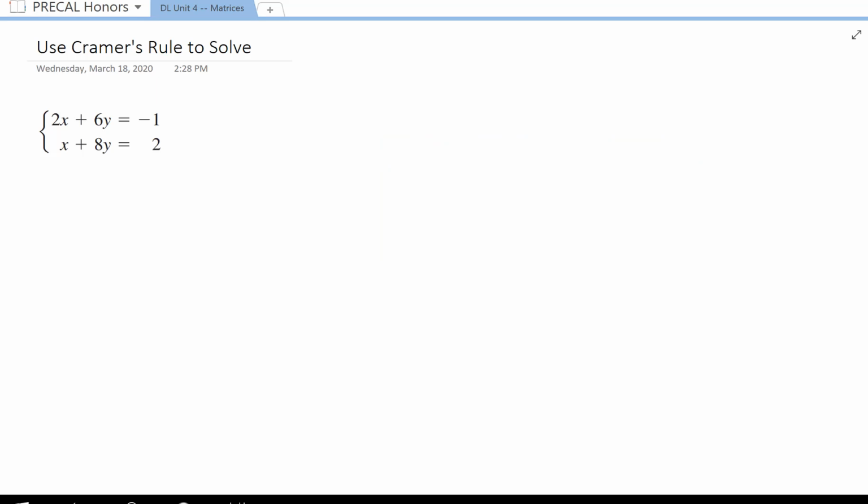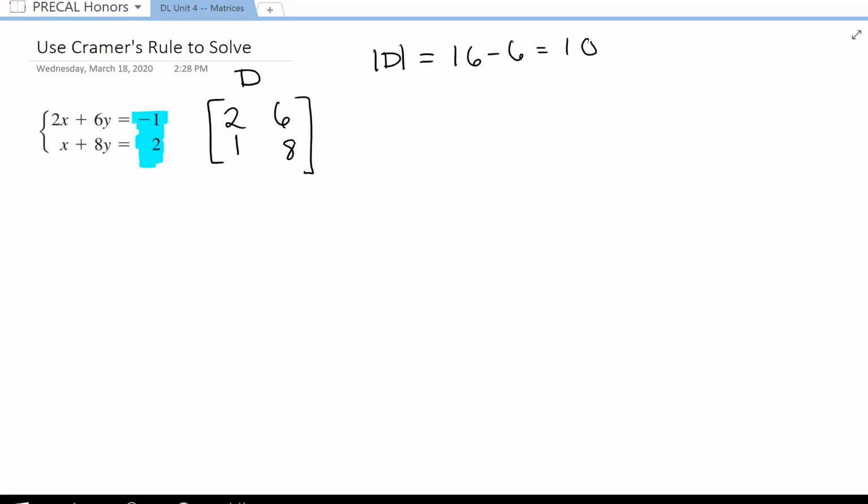Let's use Cramer's rule to solve this system of equations. First, I'm going to write the coefficient matrix, and then, of course, just highlight R and S for our replacement purposes. Remember, the coefficient matrix is called D, so first we're going to find the determinant of D, the determinant of dx, the determinant of dy. So the determinant of D is 16 minus 6, so that would be 10.